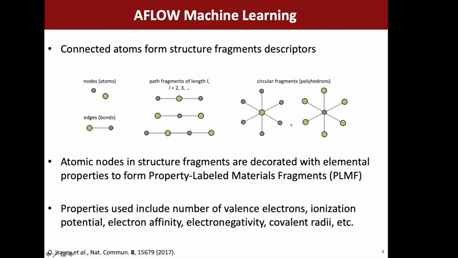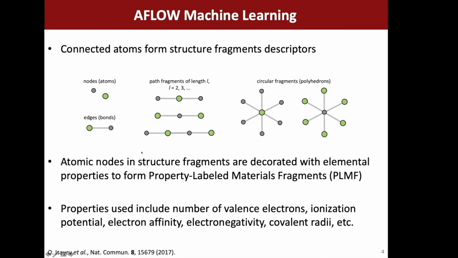Then these connected atoms form what we call structure fragment descriptors. The nodes of this crystal graph are the atoms. Edges on this crystal graph correspond to bonds. And then you can build up path fragments, these linear fragments of different lengths. You can also build up circular fragments and different types of polyhedrons. In this way, you create these subsets of the graph, these little fragments of the graph, and these are essentially the descriptors that we use for our model.